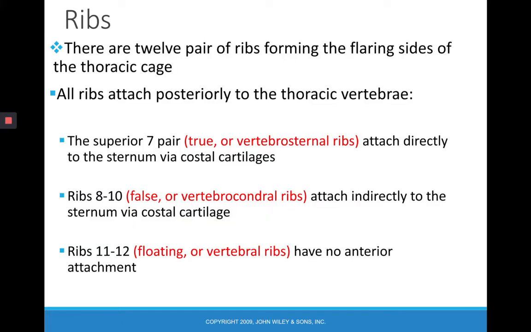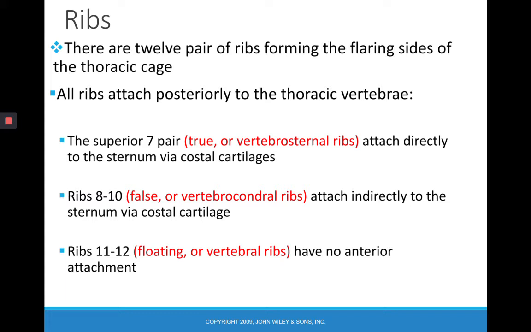So more on ribs, there's 12 pairs of ribs. They're going to flare on the sides from the thoracic vertebrae up towards the sternum. So while all ribs attach posteriorly to thoracic vertebrae, some of them attach anteriorly to the sternum. The superior 7 pairs, they're the true or vertebrosternal ribs, and that means that they're the ones that are attaching anteriorly to the sternum directly. So they're using their own separate costal cartilages to directly attach to the sternum.